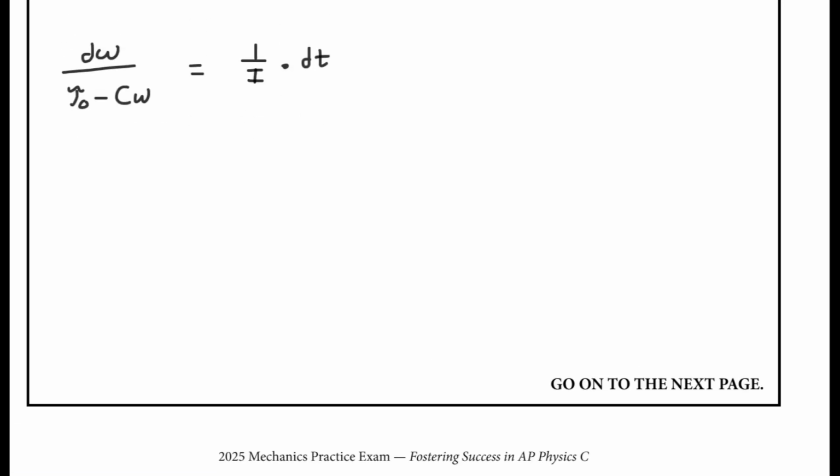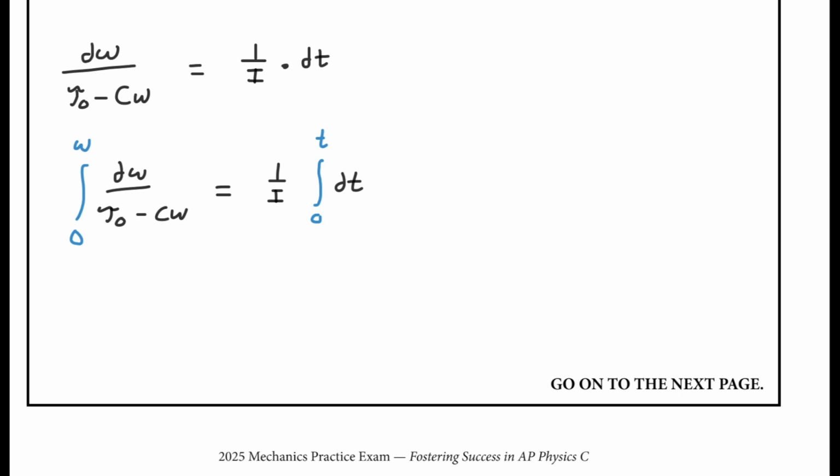And now we have a separated differential equation, so we're just going to integrate. So I get d omega divided by tau 0 minus C omega is equal to 1 over I times dt. Now for my integral, the t side is easy because I just start from 0 and end at t. And for my omega side, it's still pretty simple because it starts from rest, 0 for the angular speed, and it ends at some angular speed omega that we wish to find.